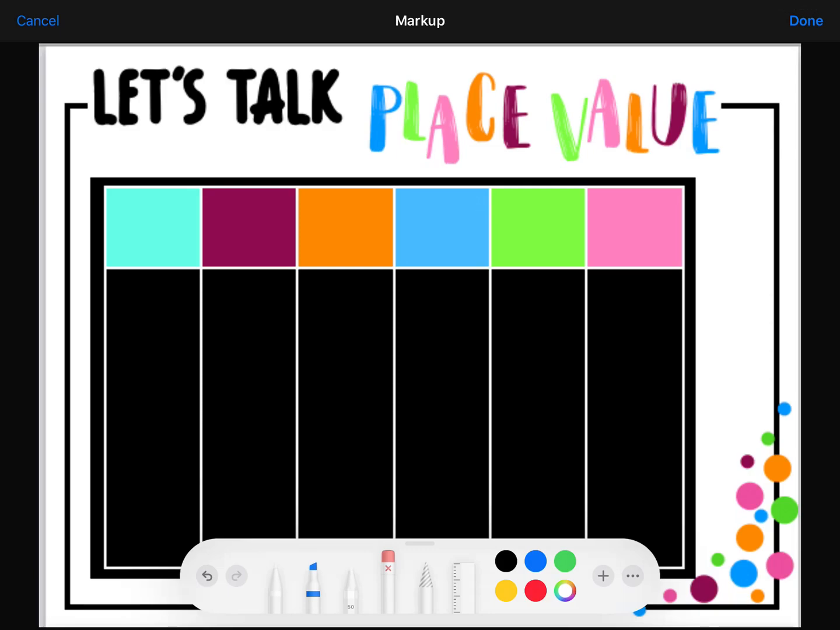Alright, today I'm going to show you about expanded form. Expanded form is showing each value for each number. So let's say I had 42.